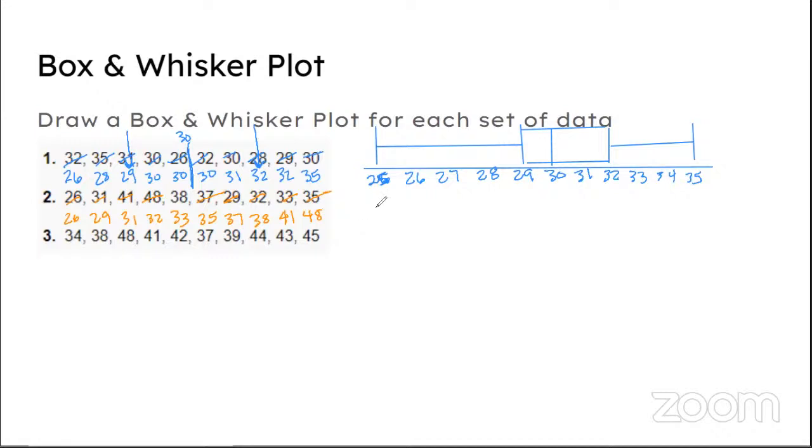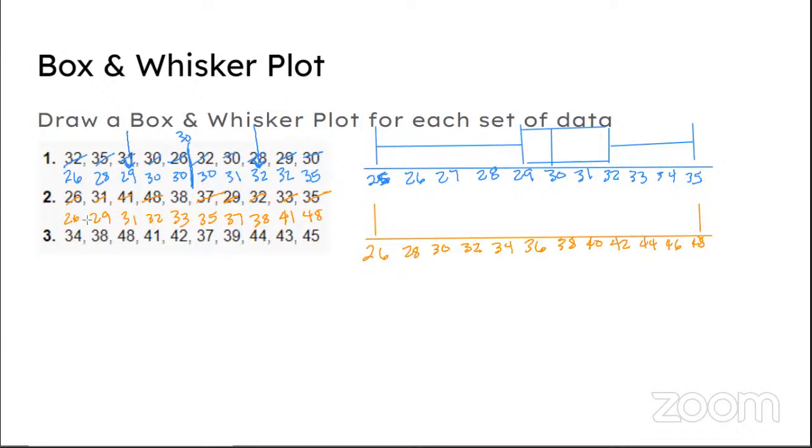Let's count by twos. 26. I don't know if I'm gonna have enough room. Let me put this a little bit lower. 26, 28, 30, 32, 34, 36, 38, 40, 42, 44, 46, 48. All right. Now create a line across the bottom. That's just to mark our numbers. And I'm going to go ahead and put a line at my lowest, which is 26, and a line at my highest, which was 48.